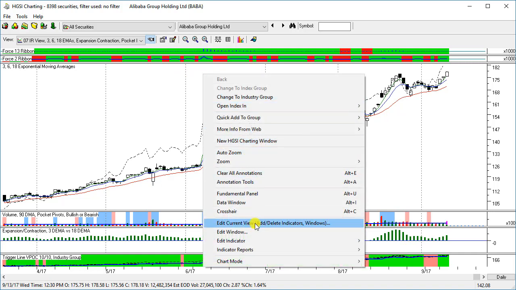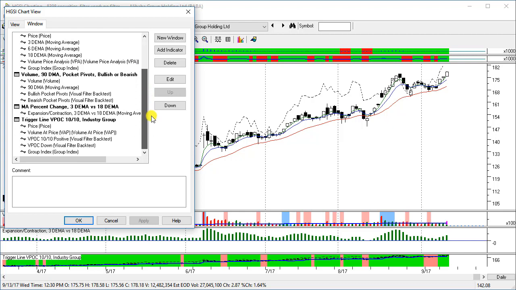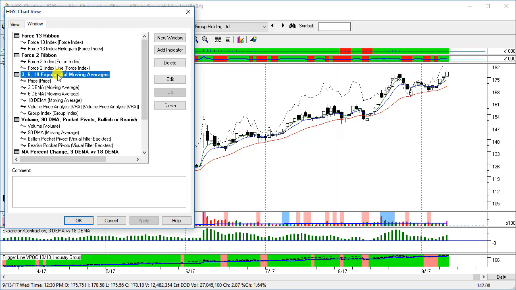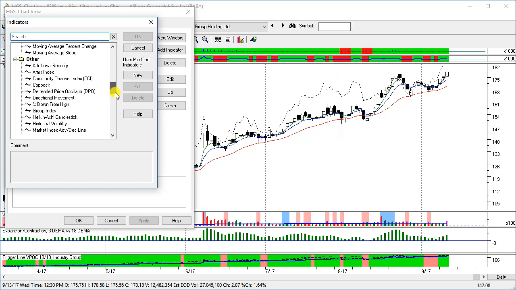If you go in and edit the current view, let's say I wanted to add another indicator. I'll just click on Add Indicator, and I'm not going to add anything, but I just want to show you what's available in here. As I scroll down here, you can see that there are all kinds of indicators available for you.